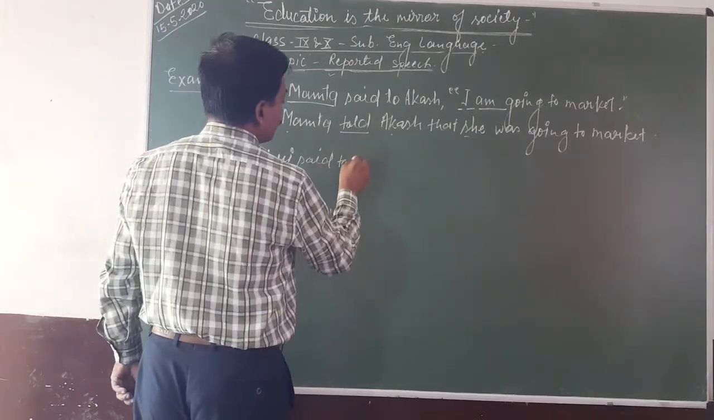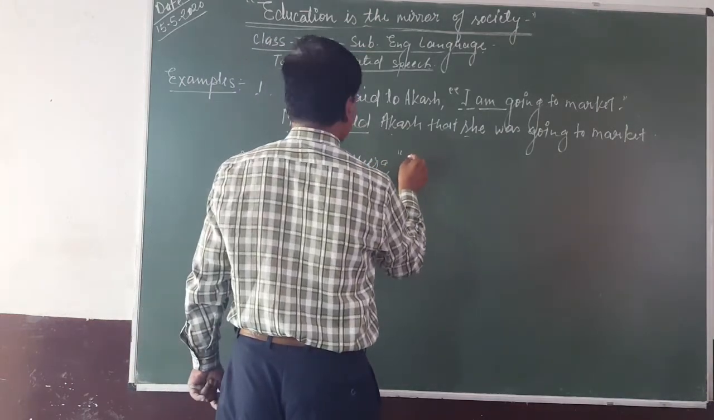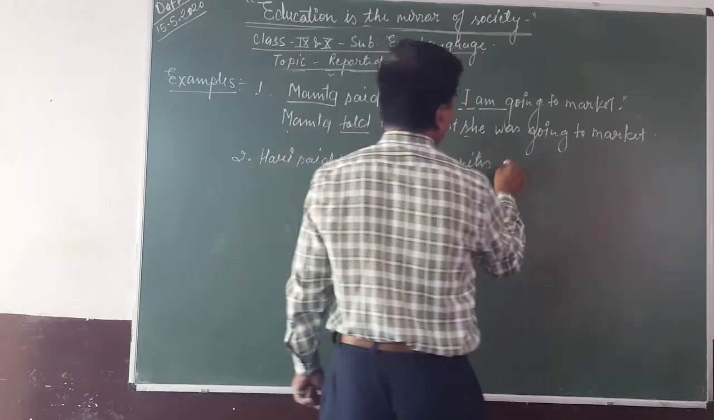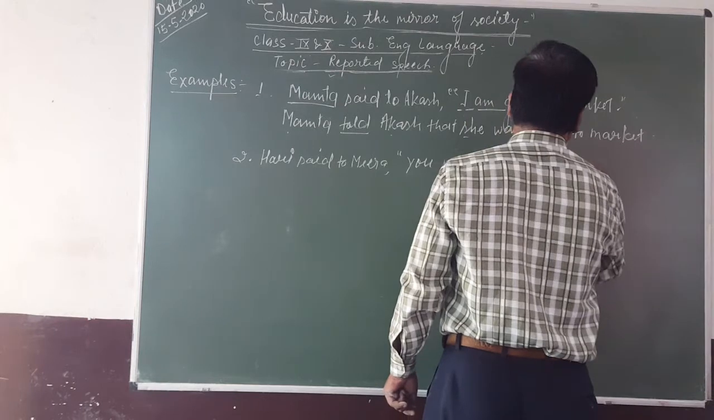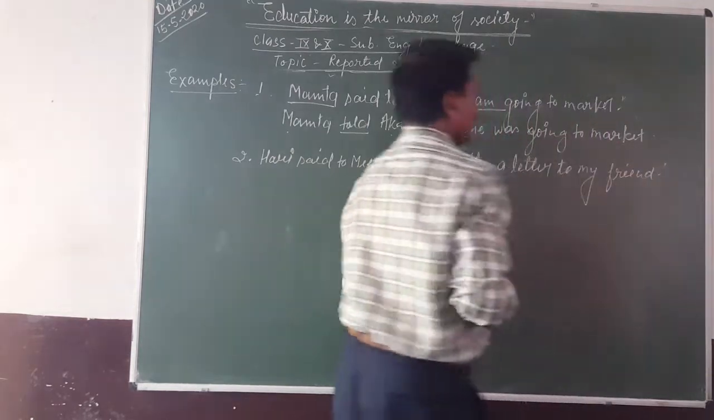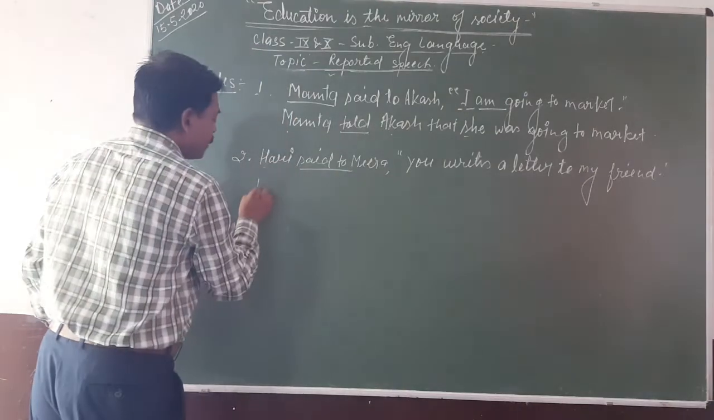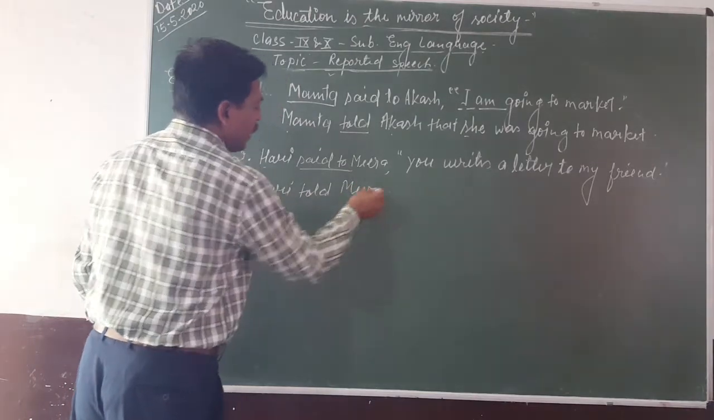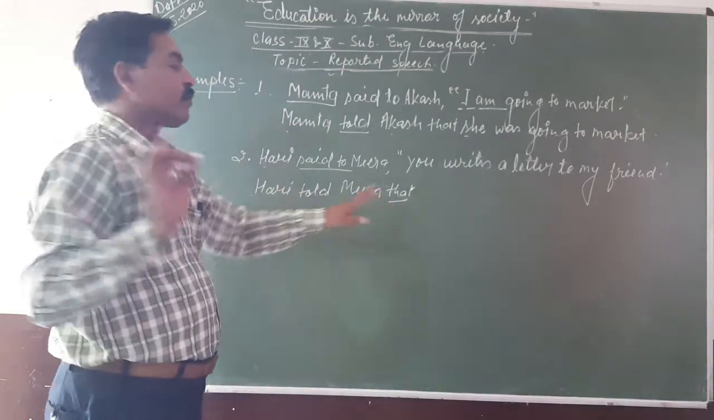Hari said to Meera, "You write a letter to my friend." Look at this sentence properly. Hari said to Meera. Then, Hari told Meera. Okay? Hari told Meera. In place of the comma and inverted comma, use the conjunction "that".